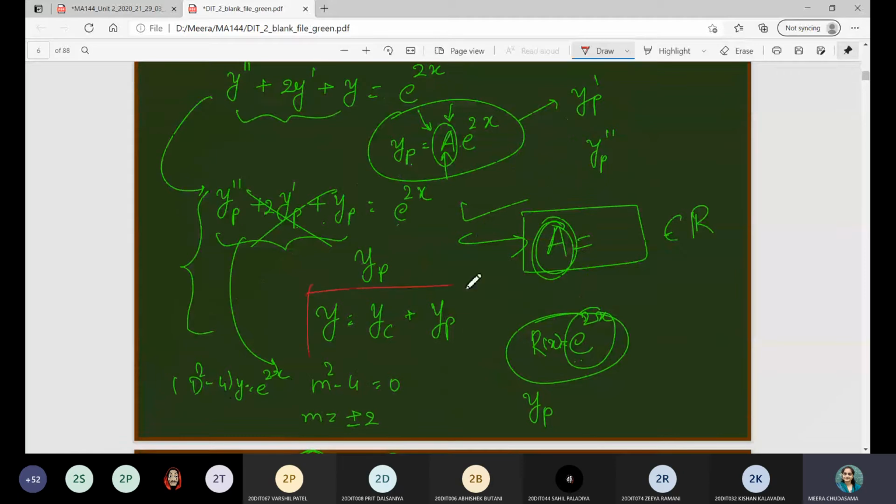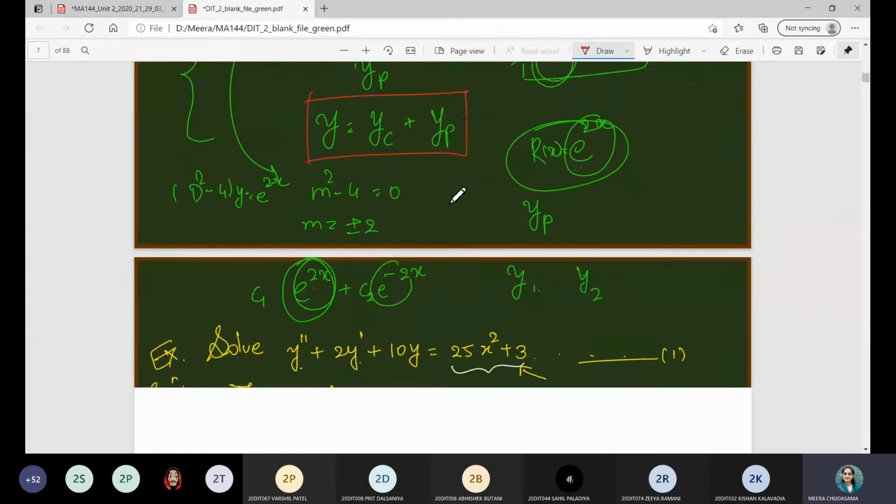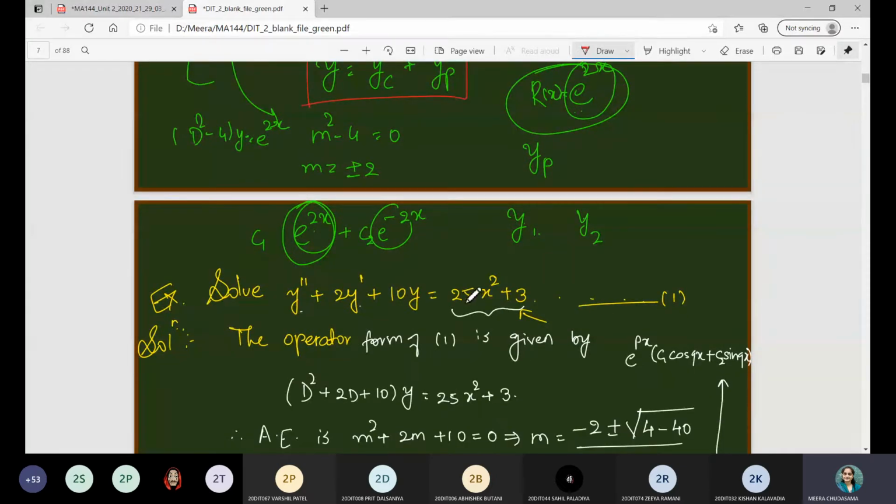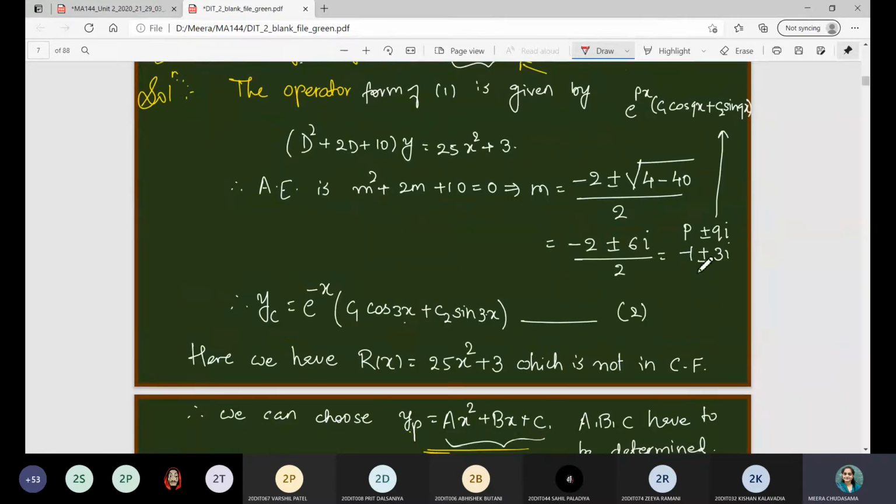This general solution will be given by this formula as usual: the complementary function summed with the particular integral, where the complementary function is obtained by considering the homogeneous part of the differential equation, right? If you remember, this is the first example we considered, in which the roots are complex, and for those complex roots this is the complementary function. Each and every time you have to see whether the complementary function is involved in the right hand side function or not. If it is involved, then I have told you that we have to modify it.